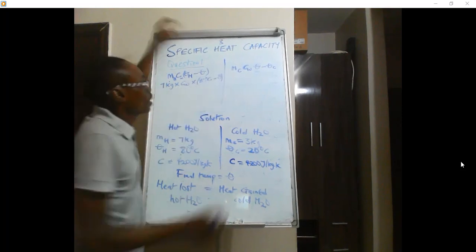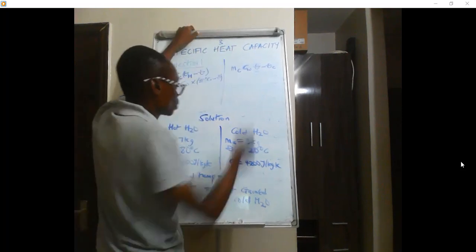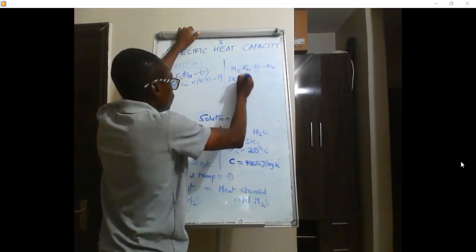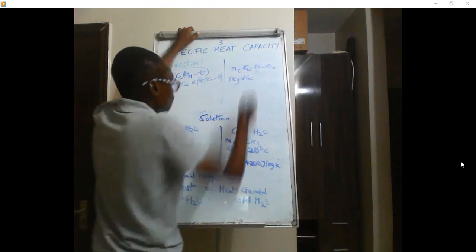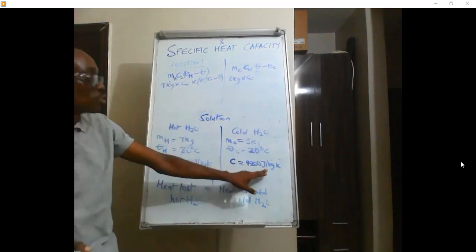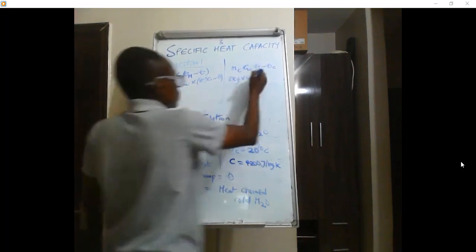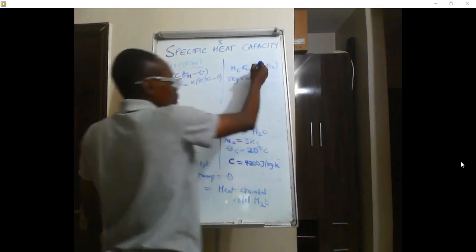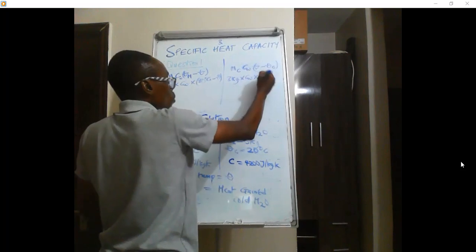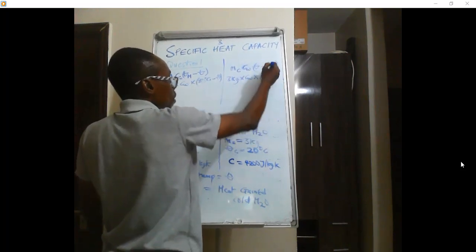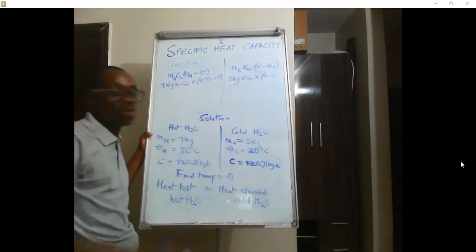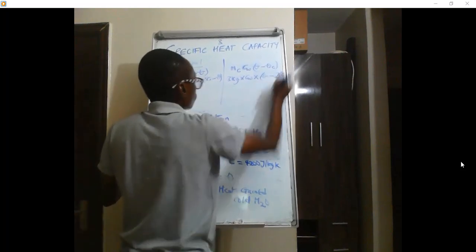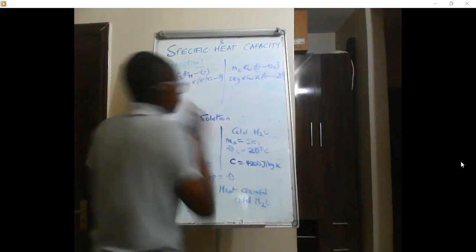While over here, the mass of the cold water is 3 kilogram times the specific heat capacity of water, which is 4,200 joules per kilogram per Kelvin, times the final temperature, which we are looking for, minus the initial temperature of the cold water, which was 20 degrees Celsius. This is in bracket.